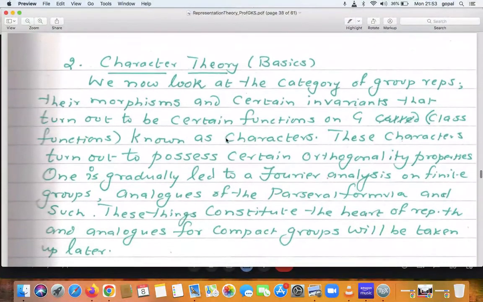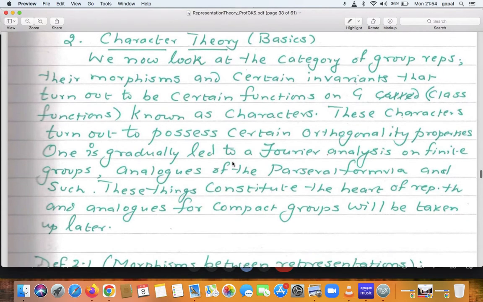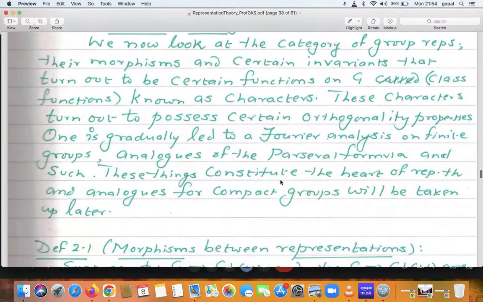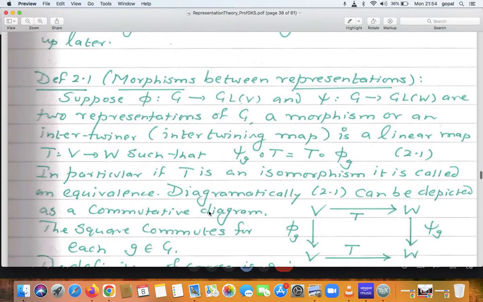So, character theory. We look at the category of group representations. There are morphisms and certain invariants that turn out to be certain functions on G known as class functions. And these special types of class functions are called characters. These characters turn out to possess certain orthogonality properties. One is gradually led to a Fourier analysis on finite groups, analogs of the Parseval formula and such. These things constitute the heart of representation theory, and analogs for compact groups will be taken up later.